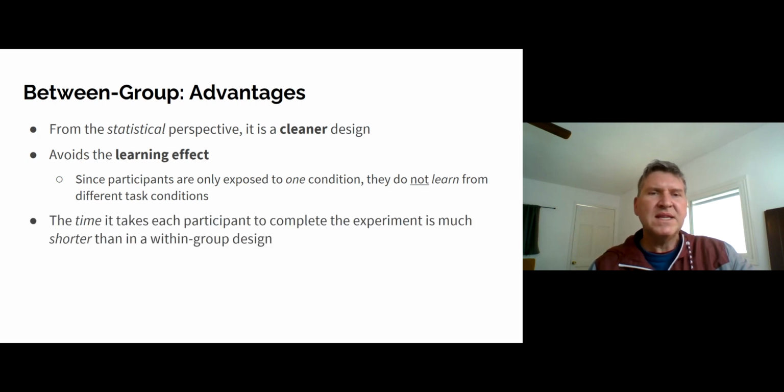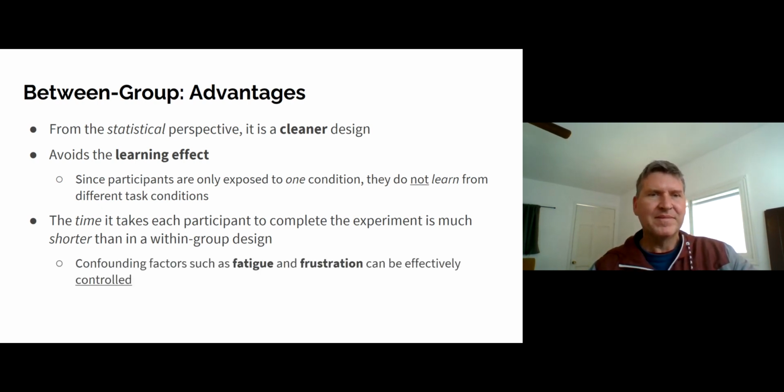The time it takes each participant is shorter. Keep in mind when you're hiring participants or trying to coax them to join your experiment, convincing them to do a 30-minute experiment is different than convincing them to do a 90-minute experiment. Also, they're not going to be as tired. They're not going to be as frustrated. So we have better controls over those with a between group design.